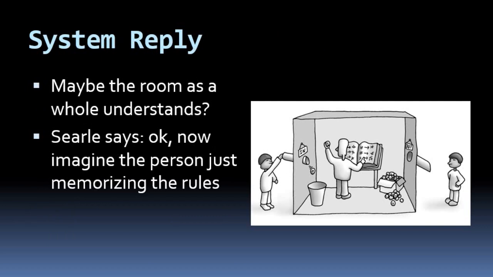And now Searle's got a response. Actually, his response is in the original paper. He says, okay, so now just imagine the person memorizes the rules. So this person, instead of having a book, they just memorize the rules and they learn how to receive a piece of paper and write down an appropriate response, but they still have no ability to understand the symbols. Would we now say that they understand Chinese language?